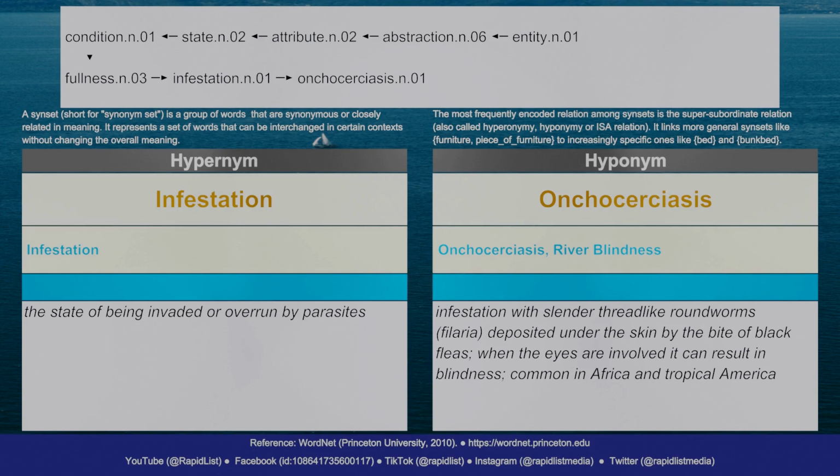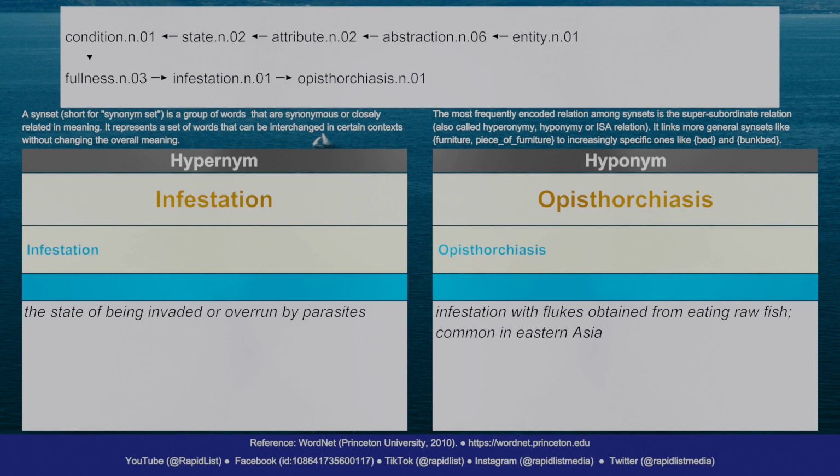Onchocerciasis. Infestation with slender thread-like roundworms, filaria, deposited under the skin by the bite of black flies. When the eyes are involved, it can result in blindness. Common in Africa and tropical America. Opisthorchiasis. Infestation with flukes obtained from eating raw fish, common in Eastern Asia.